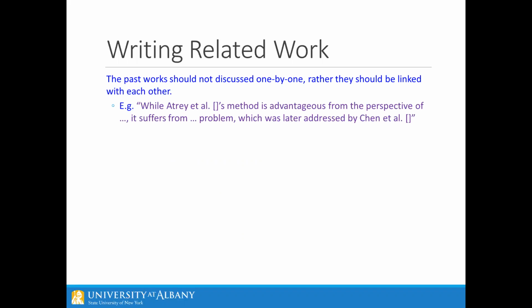For example, you can mention it like this: while author et al. and provide the reference number, the method proposed by them is advantageous from the perspective of this. It suffers from the following problems. Okay, it suffers from this problem, which was later addressed by Chen et al. So here you are making a link between these two works. You're saying that the first work has some advantages, but it also has some weaknesses, and those weaknesses were overcome by another work. So that's how you need to link those works.